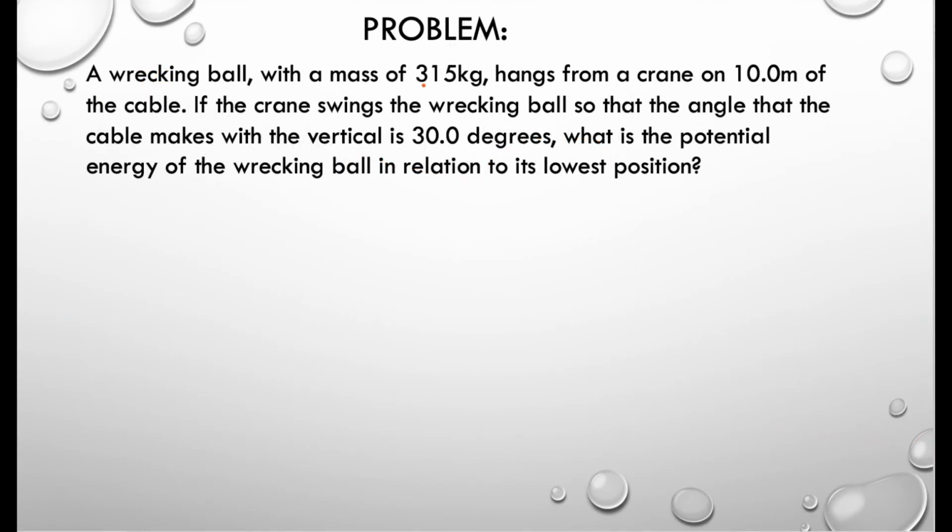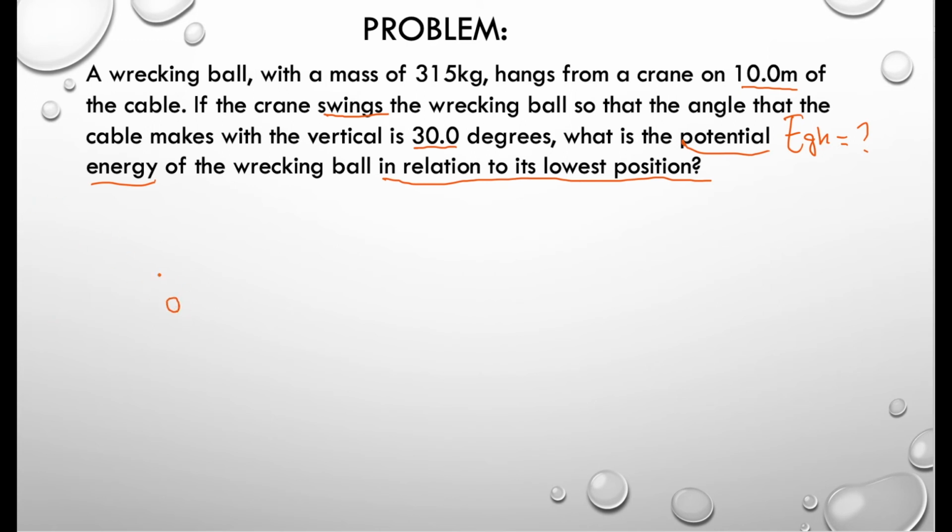Alright, let's have a look at the question. A wrecking ball with a mass of 315 kilograms hangs from a crane on a 10 meter cable. If the crane swings the wrecking ball so that the angle that the cable makes with the vertical is 30 degrees, what is the potential energy of the wrecking ball in relation to its lowest position? So it's looking for EGH.